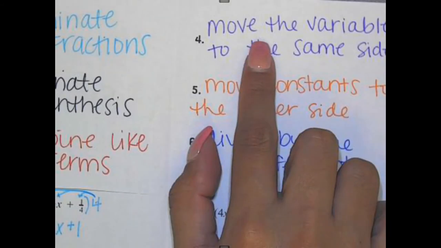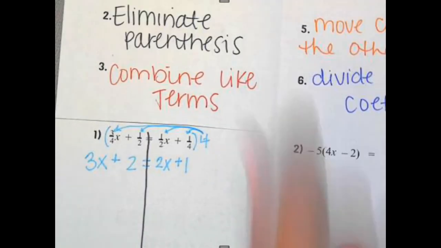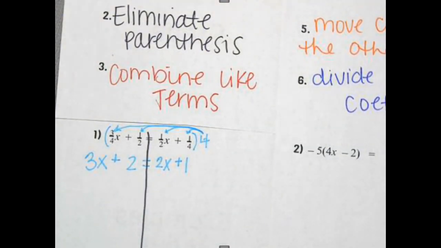So step 4, move the variable to the same side. Now, it doesn't matter which side of the equation, of the equal sign, I put the variable, but I personally like to move my smallest x over, because when I move the smallest x over, I'm going to end up with a positive x. So that's my personal preference, but it doesn't matter which side of the equation that we move it over to.